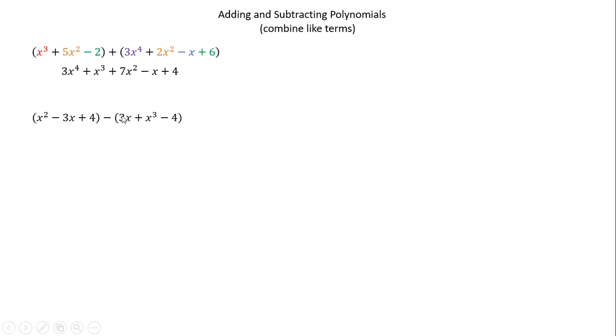How about subtraction? The first thing to do with subtraction, distribute that negative. It needs to go to each of these things. It just changes all the signs. Now it's an addition problem.